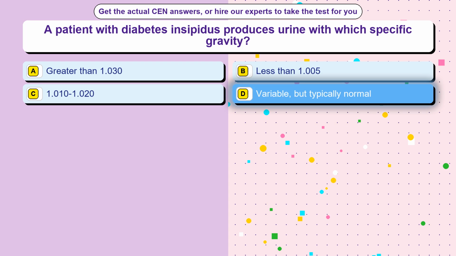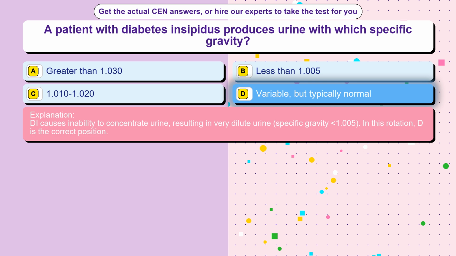The correct answer is option D, variable, but typically normal. DI causes inability to concentrate urine, resulting in very dilute urine, specific gravity 1.005. In this rotation, D is the correct position.